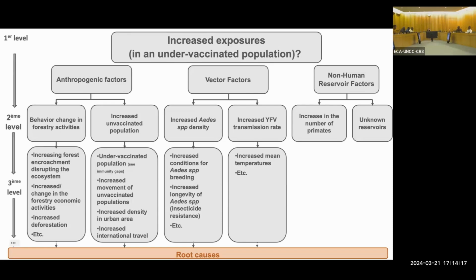Are there any thoughts on all this? I don't know if some of you had the chance to look at the questions. I'm looking here on the screen. We have increased conditions for Aedes species breeding, increased longevity of Aedes species, insecticide resistance. What are your thoughts on these things for this type of evaluation?